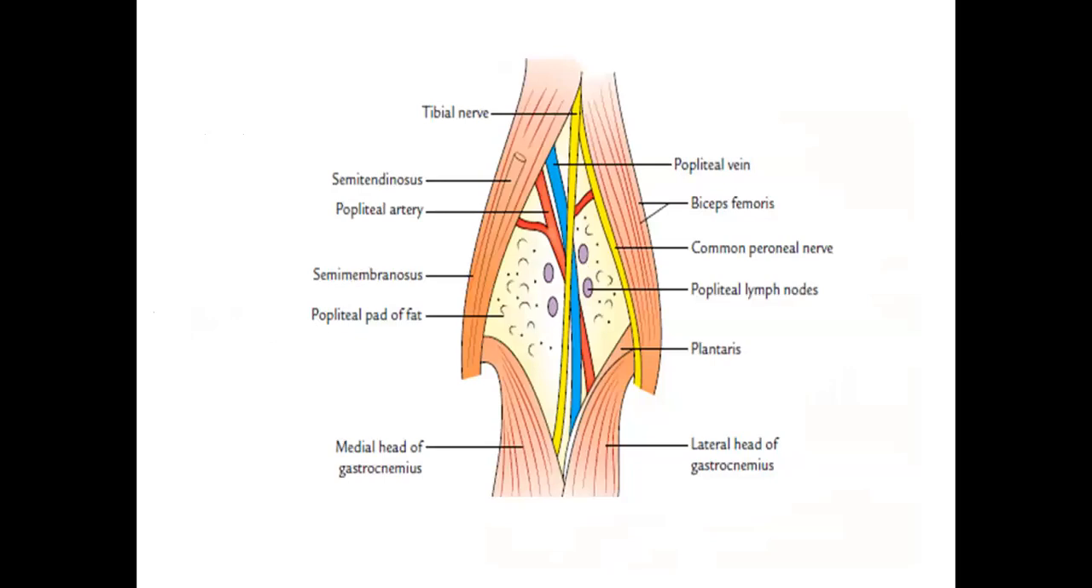Okay, now a very important thing that has to be noted is the relationship of the 3 main important structures in the popliteal fossa. And what are these 3 main important structures? These are the popliteal artery, the popliteal vein, and the tibial nerve. As we can see here, because this is semimembranosus and semitendinosus, this is the medial side and this is the lateral side. Now the popliteal artery is crossed superficially by the popliteal vein.